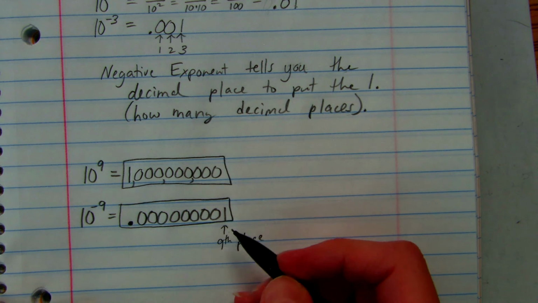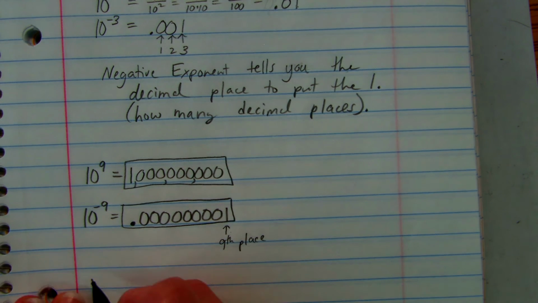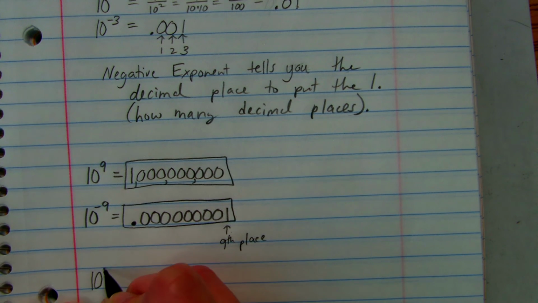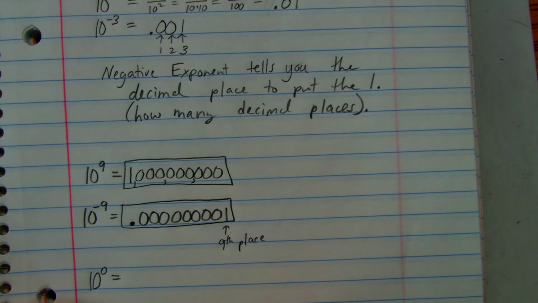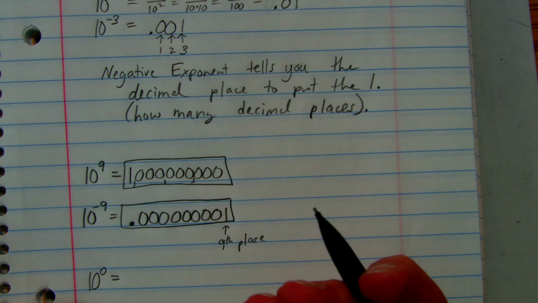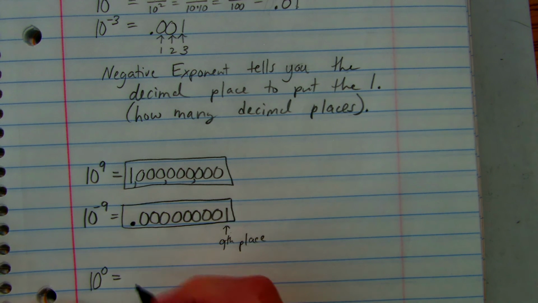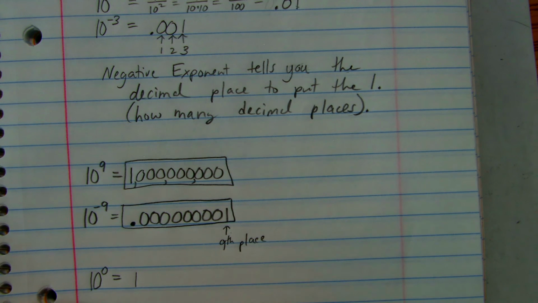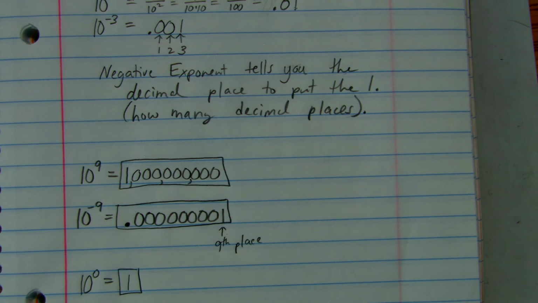And then the one special case that we have is if they do 10 to the 0 power, which just falls into the rule of anything to the 0 power, which is 1. So it's 1 with 0 zeros after it, if you want to think of it that way. All right, so that's powers of 10.